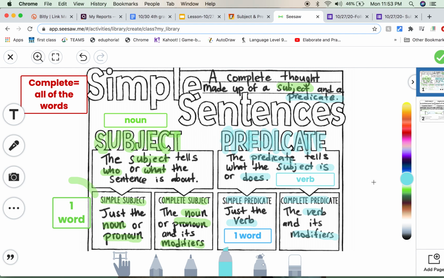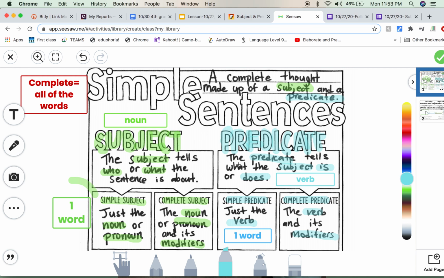So now, at this time, I do want you to pause and highlight and add the text boxes with me. What I have, you should have on page 1. A simple sentence is a complete thought made up of a subject and a predicate. The subject is the noun, tells who or what the sentence is about, the person, place, or thing. The simple subject is the one word, noun or pronoun. The complete subject is the noun or pronoun and its modifiers. Complete means all of the words.